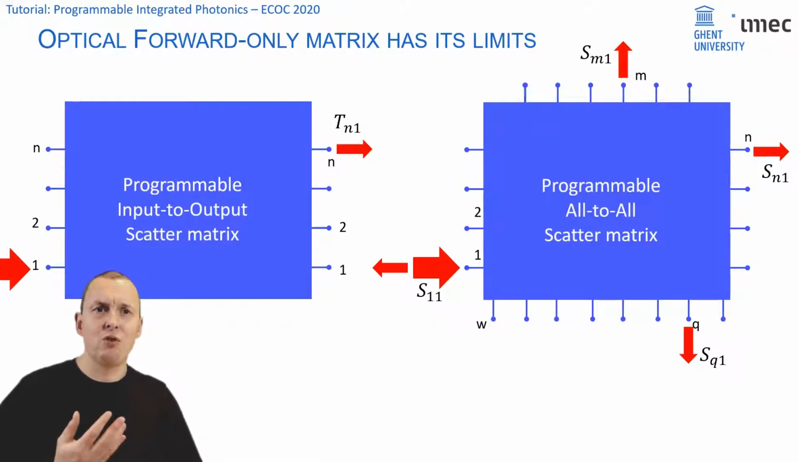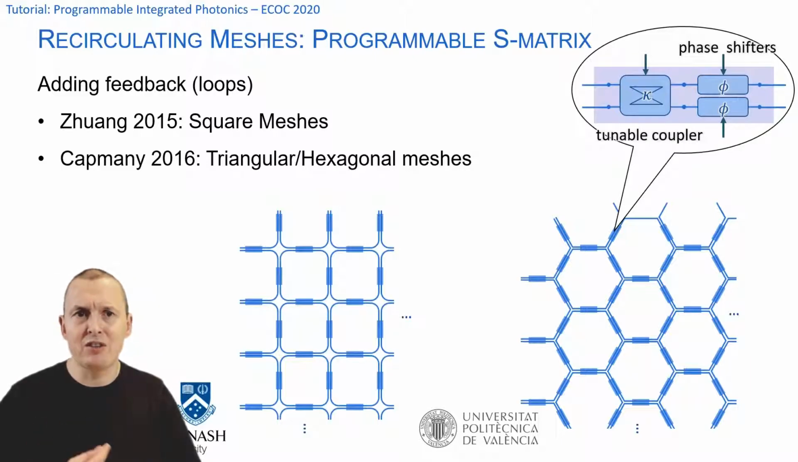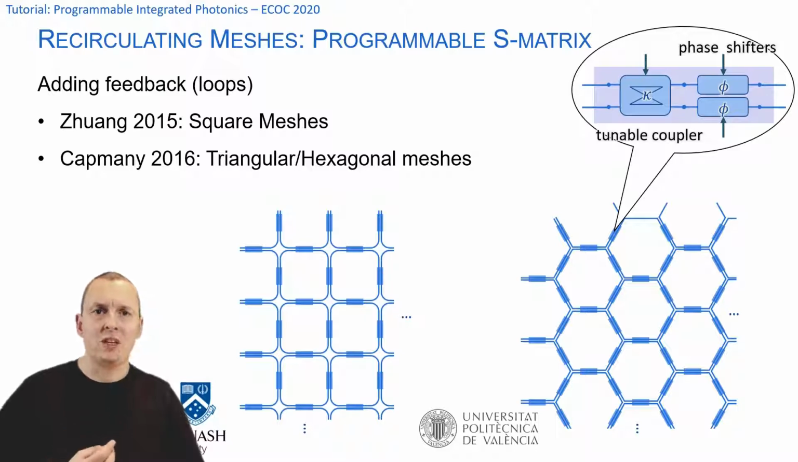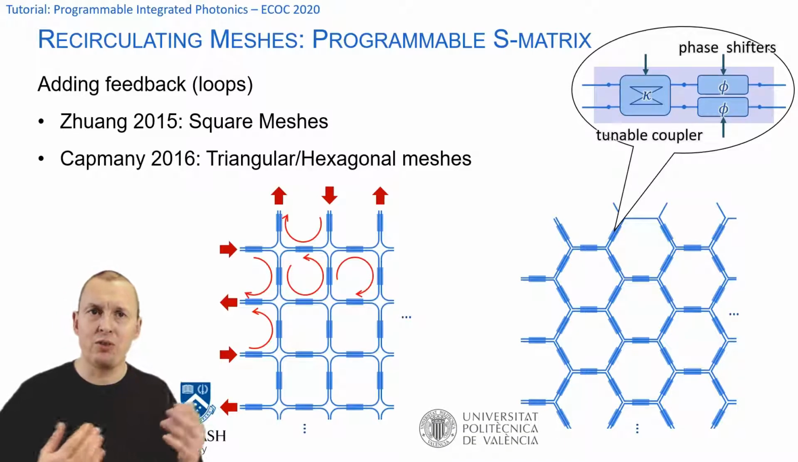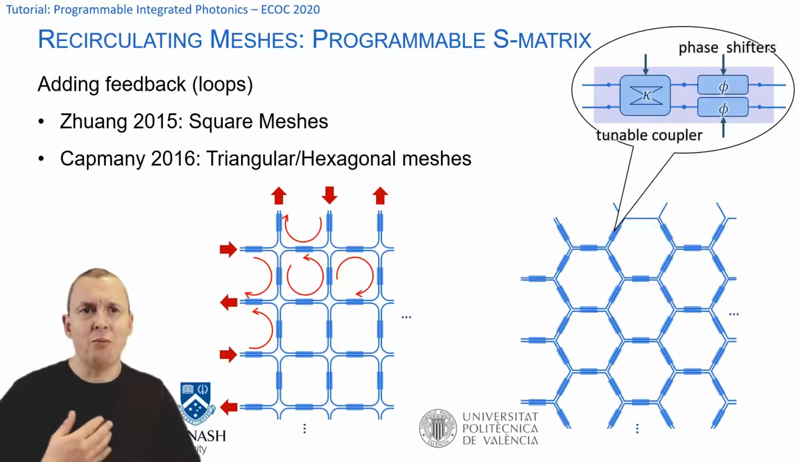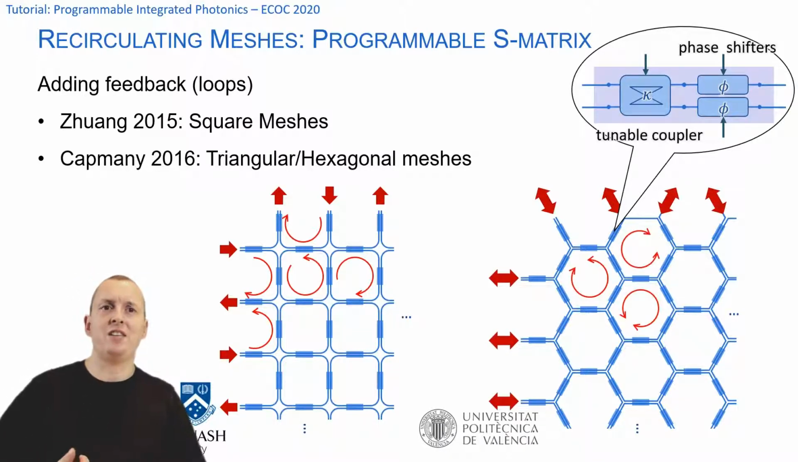So how would you implement one of those? Well, the solution was proposed already like 5 years ago using meshes consisting of waveguide loops. The first example is this square mesh of loops, which allows you to couple all these waveguides together, but you see that the ports are still divided between a set of input ports and output ports. To basically couple all ports to all ports and make the whole mesh universal, you need a hexagonal mesh. And that allows you to basically implement any unitary scatter matrix.